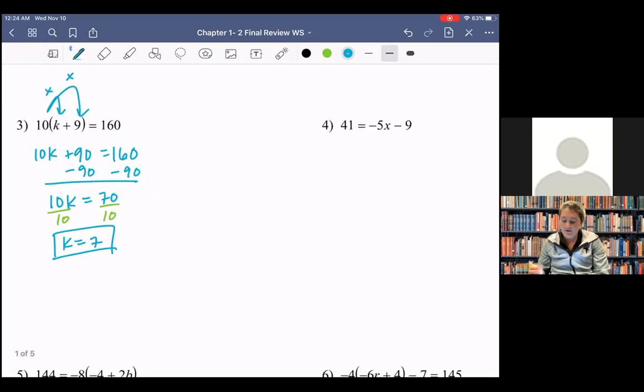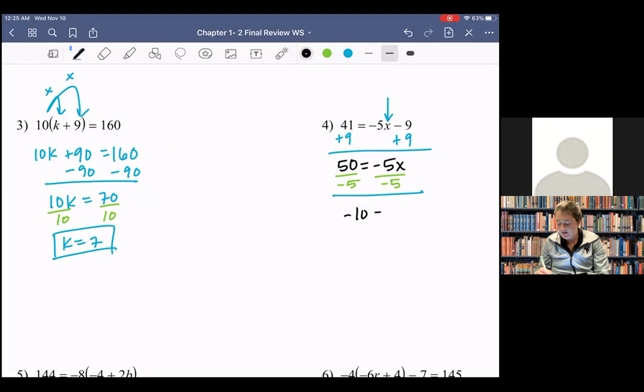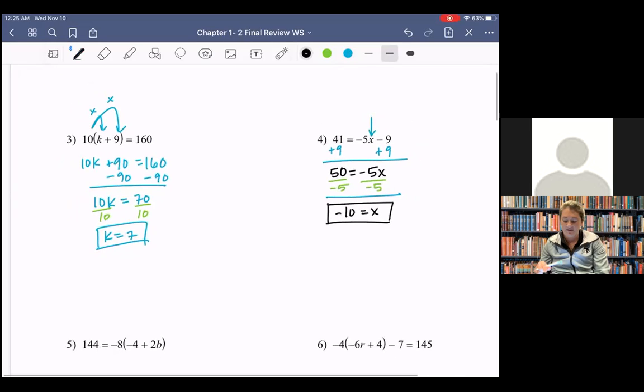Okay, next one, 41 equals -5x minus 9. There's the x. So that minus 9 hanging out there. So I'm going to get rid of that first by adding 9 to both sides. When I add 9 to both sides, 41 plus 9 is 50. It was -5x. -9 plus 9 is gone. So now I just need to divide both sides by -5. And I have 50 divided by -5 is -10 equal to x. So there's our final answer. -10 equals x, where x equals -10.